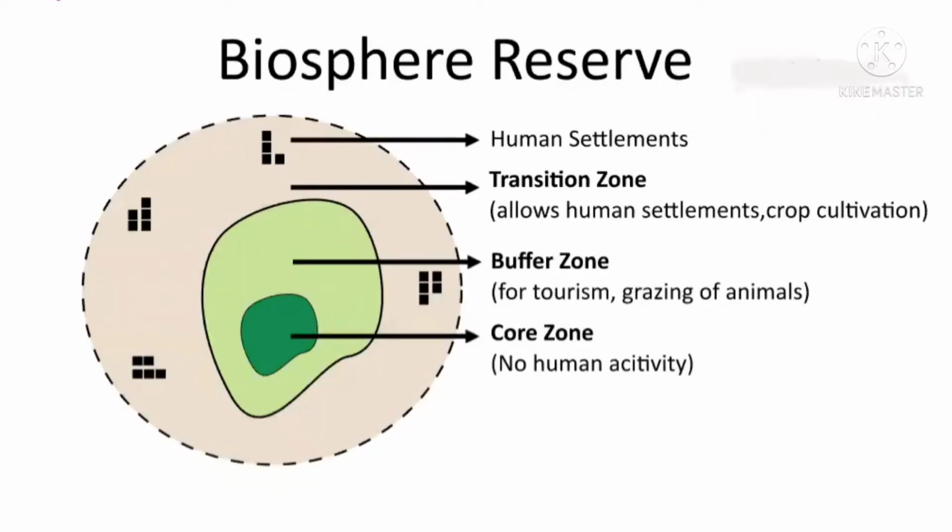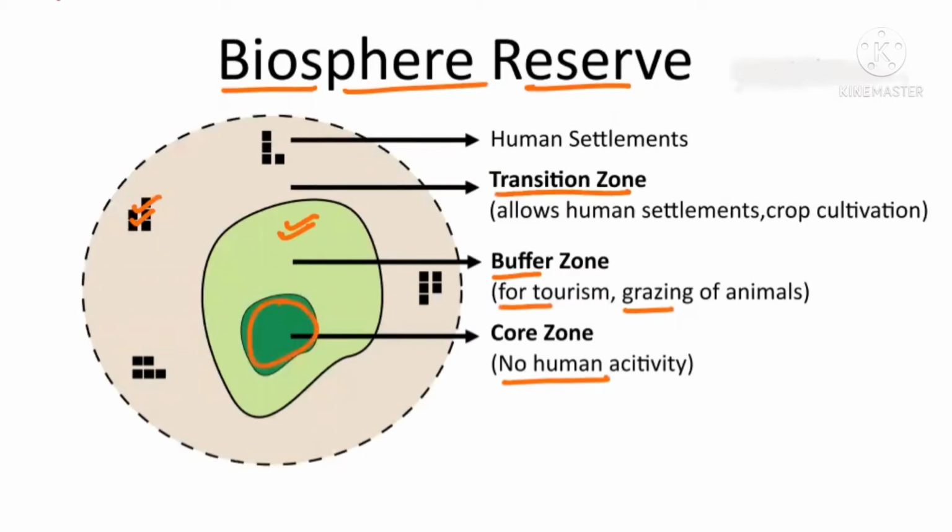Now see better, these are examples of biosphere reserve. How do they make it? In the center, you see this is the core zone, where there is no human activity. Then second is your buffer zone, which is allowed for tourists to visit, and it is allowed for the grazing of the animals of these people who are living outside. In which area are they living? They are living in the transition zone.